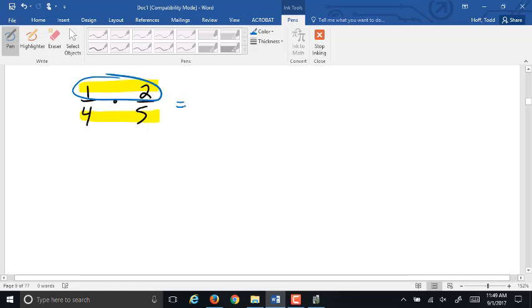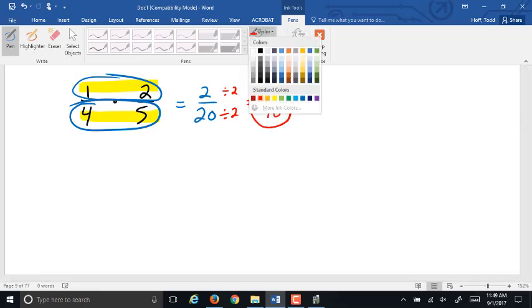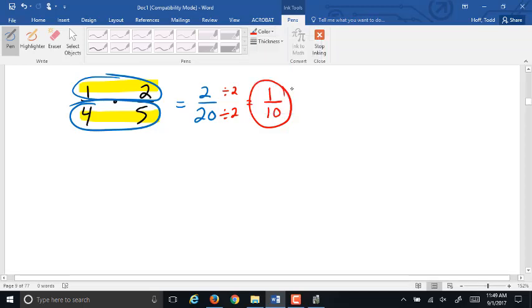1 times 2 is 2. We combine the counts. Combining the names, 4 times 5 is 20. What can we do with that now? We can reduce it. We can simplify it, exactly. Both the 2 and the 20 can be divided by 2. 2 divided by 2 is 1, and 20 divided by 2, 10. So that's 1/10. Some of you might be looking at that thinking, why didn't he just cross cancel?